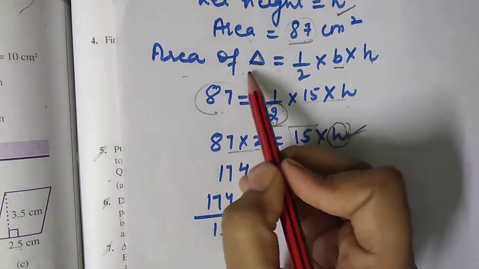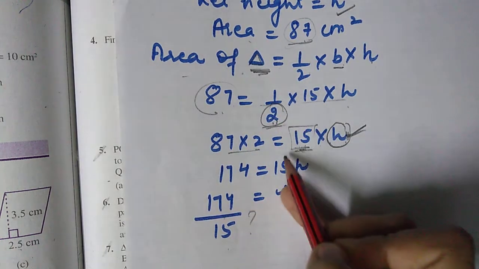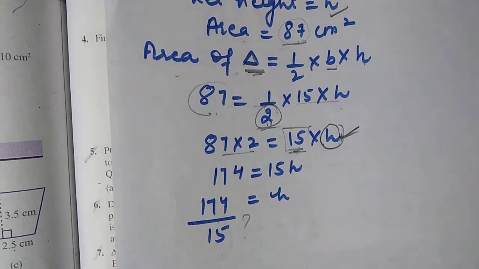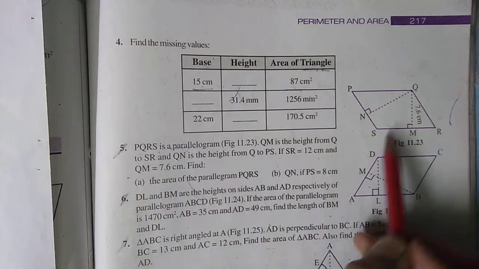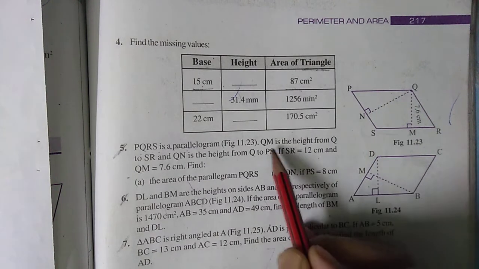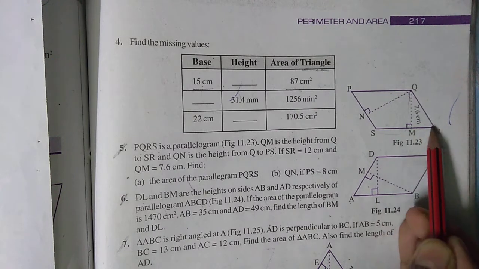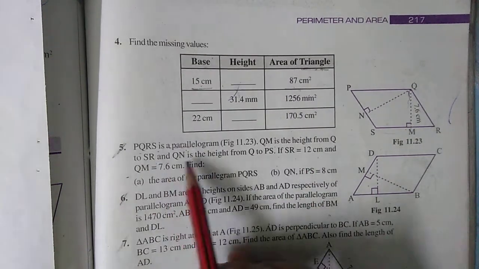Okay, here in this case we have given the triangle, and in the previous question we have given the parallelogram. Okay, now let us do question number 5. So students, question number 5 is PQRS is a parallelogram, figure 11.23. This is given in your NCERT. QM is the height. This is the height because it is making 90 degree on this side from Q to SR. Okay.